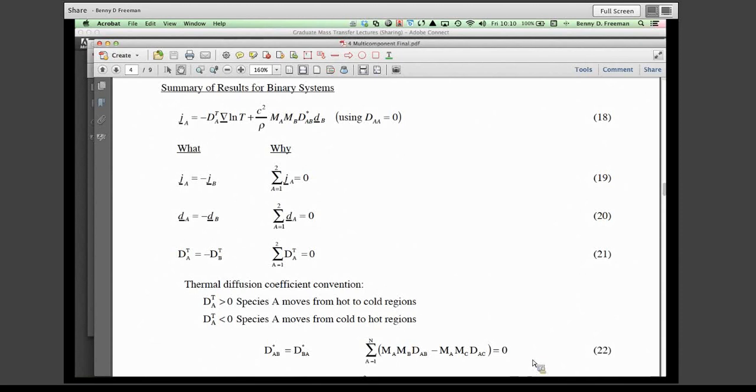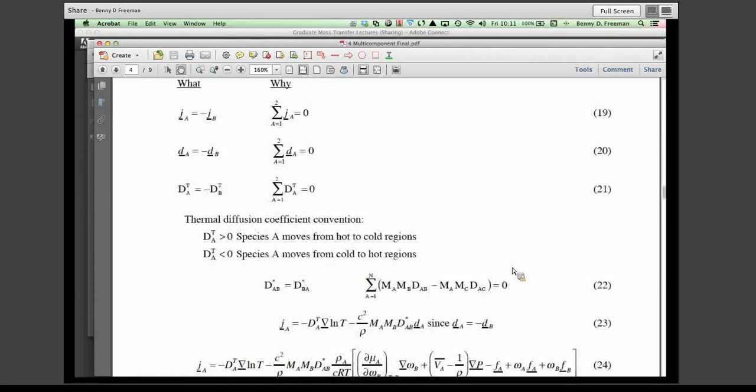Now, from this relationship, I've gone ahead and put the little star on the D_AB here to recognize that we're in a binary system, so these will be binary diffusion coefficients. And as we showed previously, D_AB is equal to D_BA. That comes from this particular constraint on the diffusion coefficients.